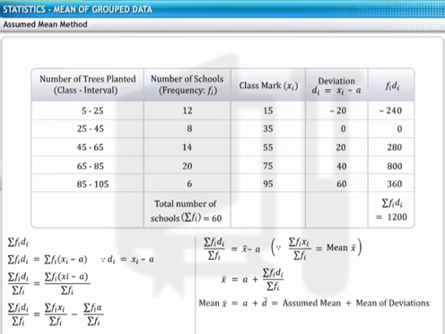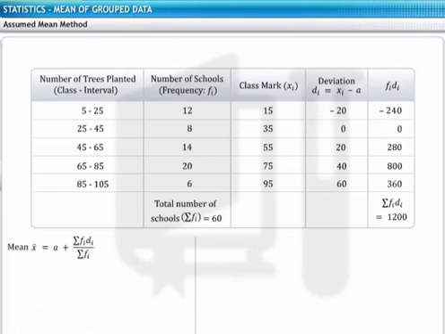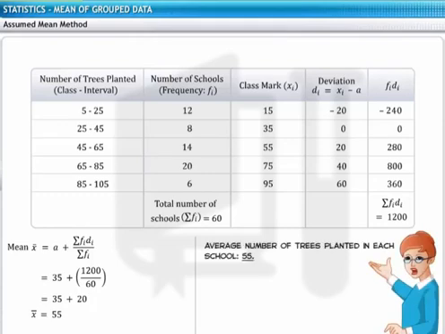Thus, we arrive at a formula where the mean of the given data is equal to the sum of the assumed mean and the mean of deviations. Now, let's use this formula to calculate the mean of the given grouped data. Substituting the values and calculating, we get the mean of the given grouped data as 55. This method is called the assumed mean method to find the mean of grouped data. Thus, we see that the mean found using the assumed mean method is in agreement with the value of the mean found using the direct method.